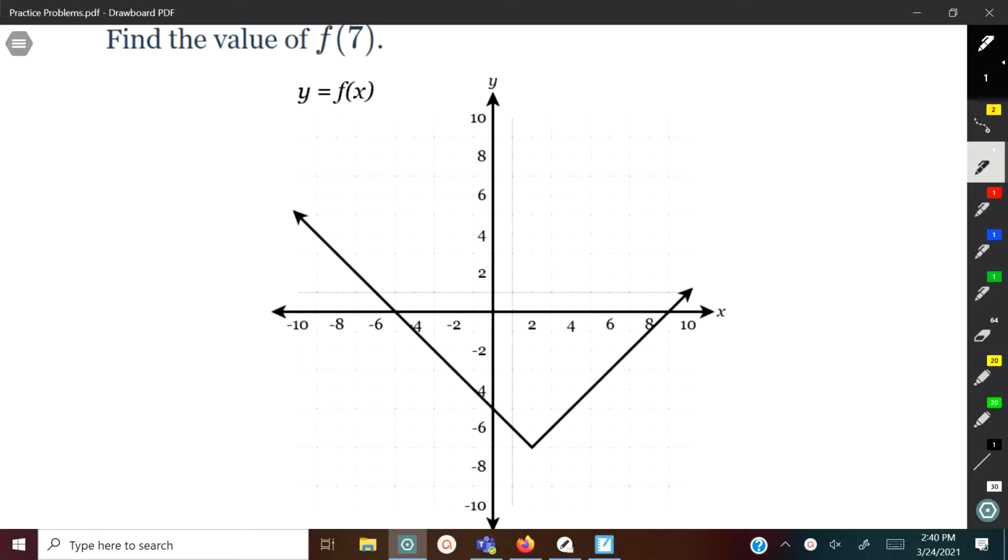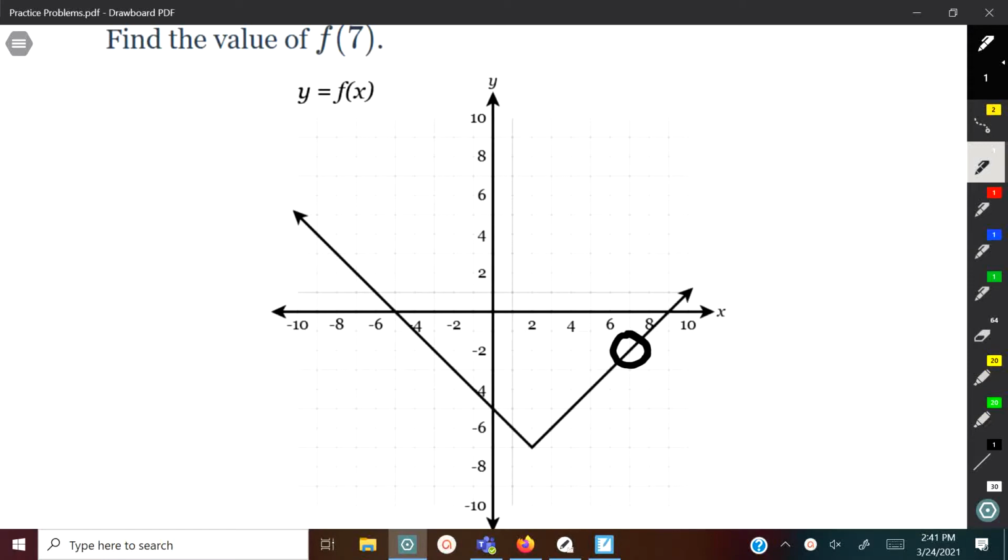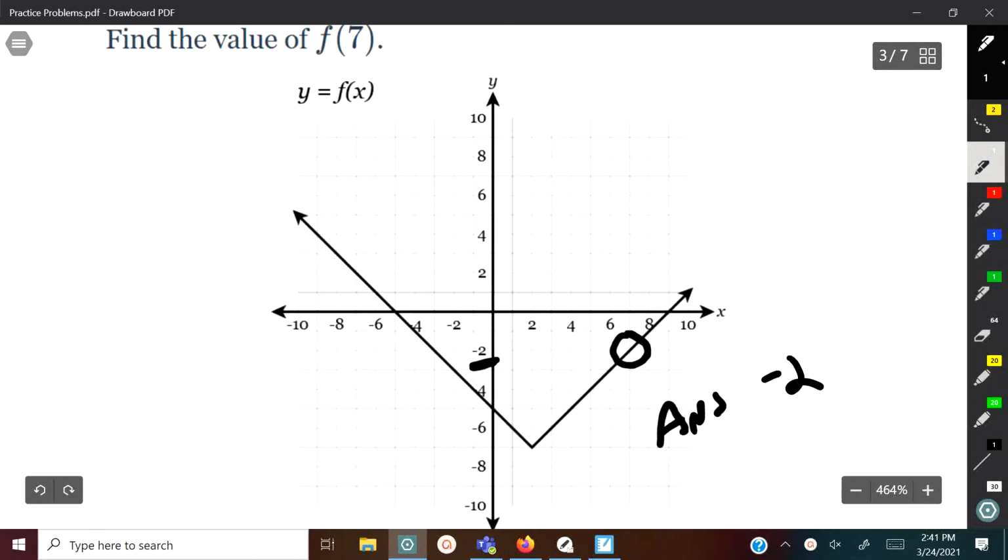So we're going to go down to 7 on the x-axis, which is right here, and then go down to the graph right there. Okay, so we're going 1, 2, 3, 4, 5, 6, 7 on the x, and then finding where the graph is and find out what this point is right here. Okay, and that's going to be negative 2. So your answer should be negative 2.